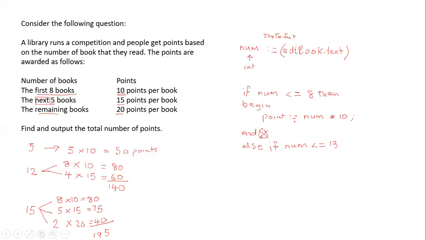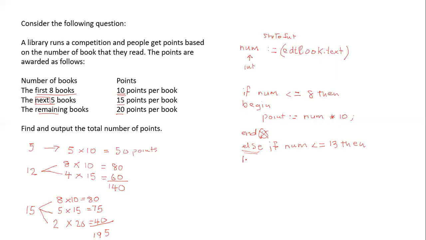In other words, if the total number of books read was 5, the first condition will automatically pick it up and it will not go into the second condition because it's linked with an else if. And if the total number of books is greater than 8, then the first condition fails, and automatically, if it is less than 13, it will come into the second condition. Hence, there's no need for a double condition.